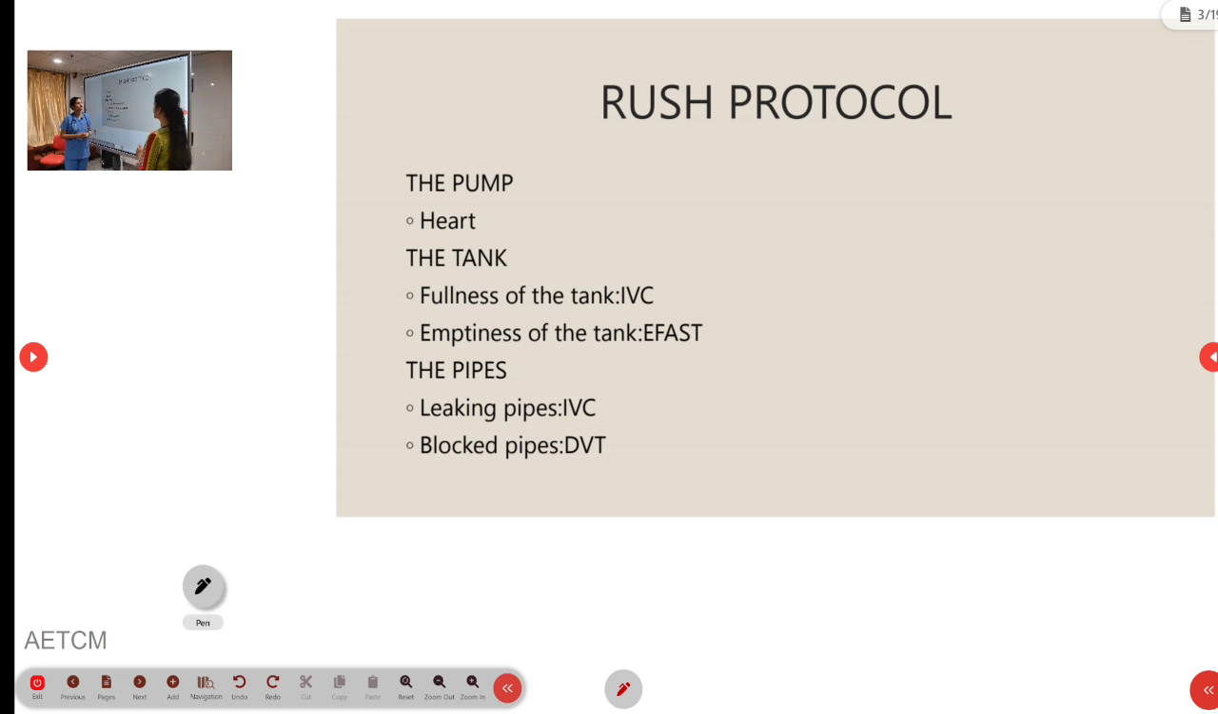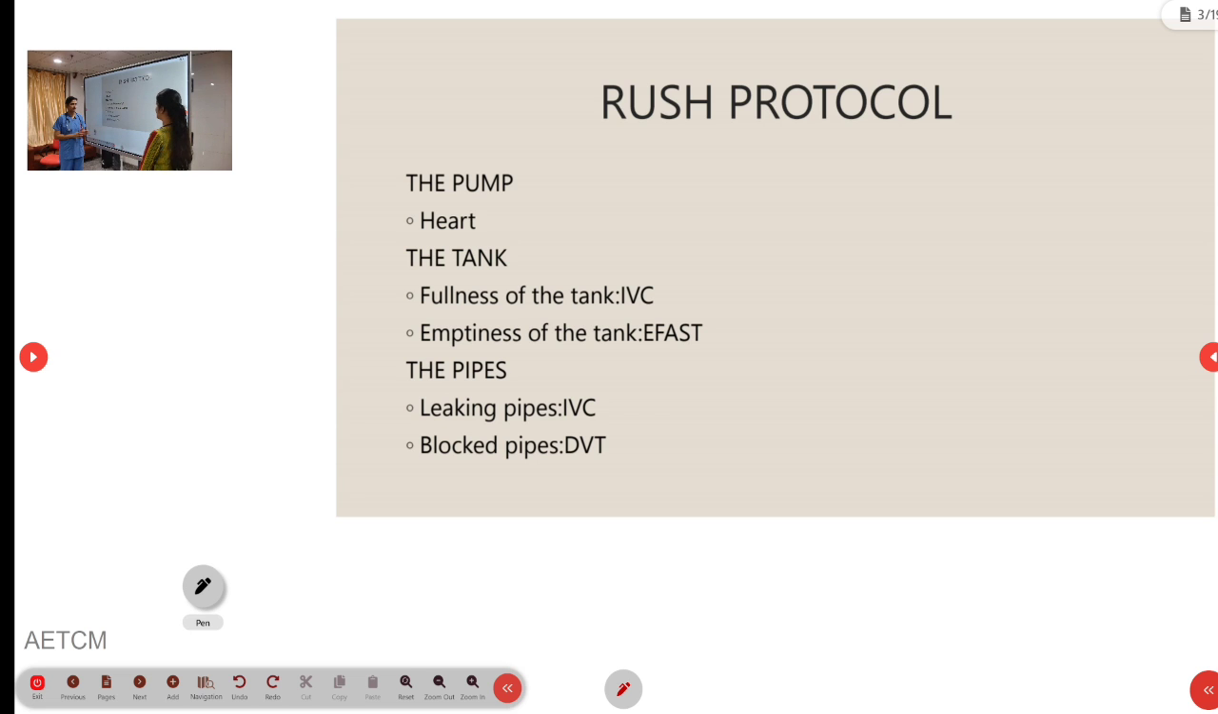Okay. So in the RUSH protocol we are mainly checking three things: the pump, that is the heart, and the tank, that is the IVC. The fullness of the tank is seen by the IVC and the emptiness by EFAST, that is any bleeding in the peritoneal cavity. And the pipes we are looking at: leaking pipes is aortic aneurysm and blocked pipe is DVT.